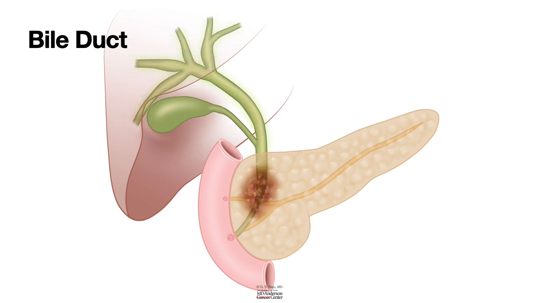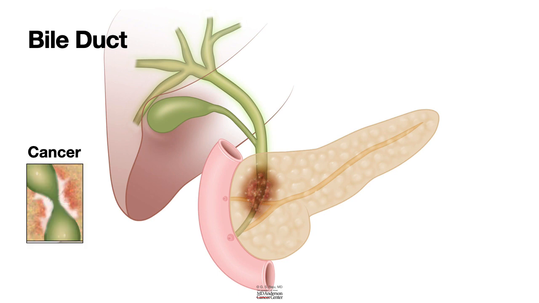Again, normal bile duct, and here cancer engulfing the bile duct, and in this setting the cancer is located in the head of the pancreas, causing obstruction to the bile duct, and this is a malignant biliary obstruction related to pancreatic cancer.